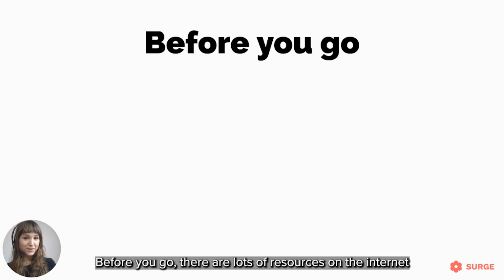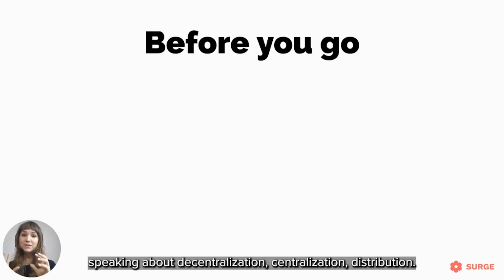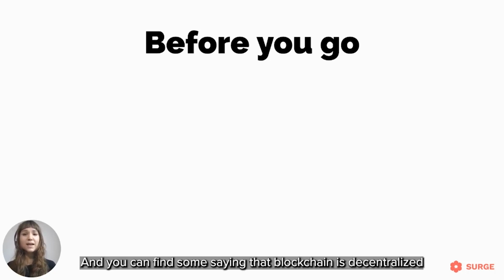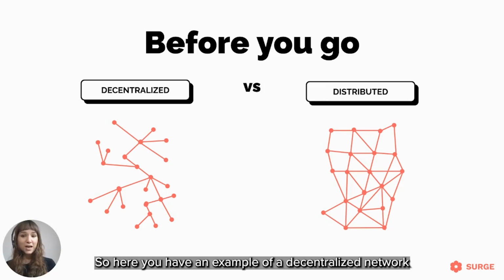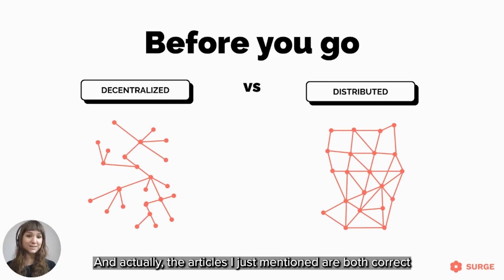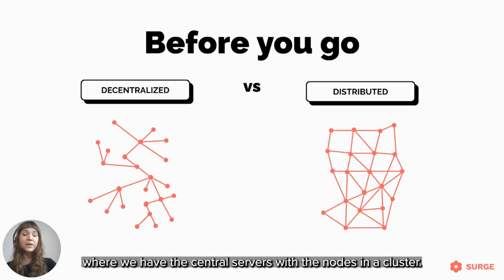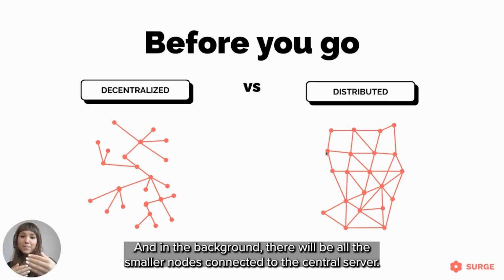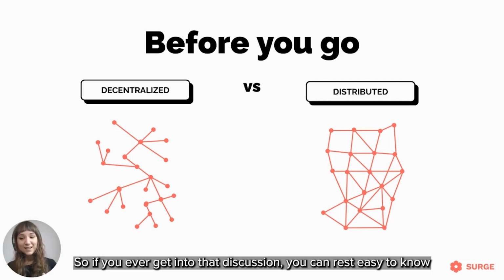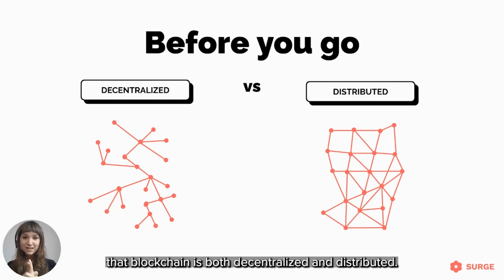Before you go, there are lots of resources on the internet speaking about decentralization, centralization, distribution, and you can find some saying that blockchain is decentralized and the others saying that blockchain is distributed. So here you have an example of a decentralized network and a distributed network. And actually, the articles I just mentioned are both correct because blockchain is a decentralized network where we have the central servers with the nodes in a cluster. But actually, decentralization is a part of a distributed network where you can imagine those connection points as the main servers in the blockchain. And in the background, there will be all the smaller nodes connected to the central server. So if you ever get into that discussion, you can rest easy to know that blockchain is both decentralized and distributed.